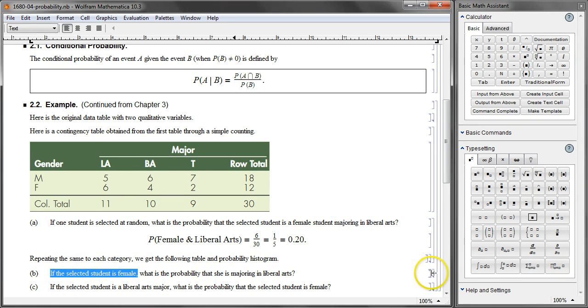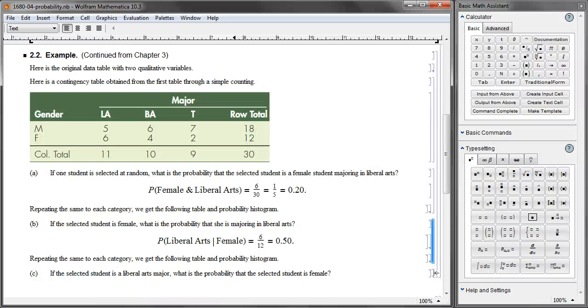What is the probability that the selected student, whom we know as female, is majoring in liberal arts? Well, here it is, 6 divided by 12 this time. In decimal, 0.5. See the difference? We are changing the sample space by condition.